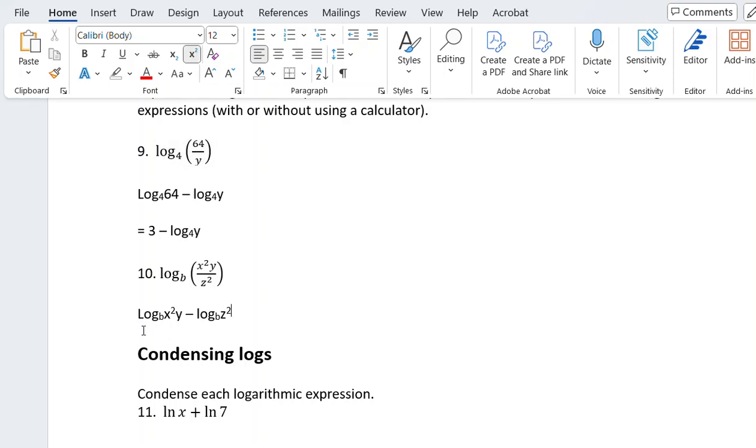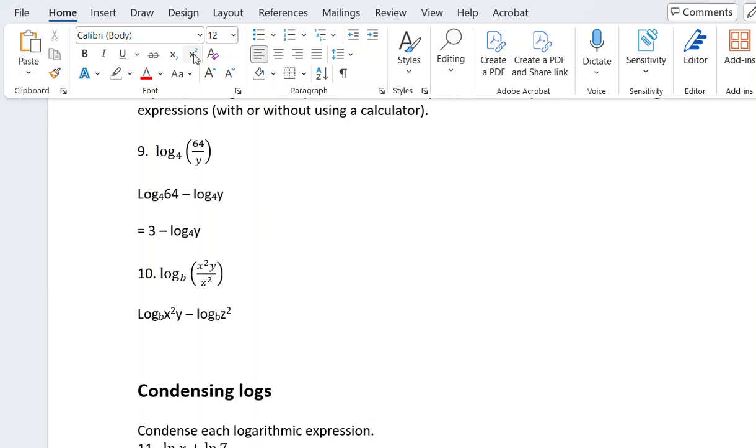Now I can break up this log further because I have two things that are multiplied together, x squared times y. So that's log base b of x squared, and since x squared is multiplied by y, they break up into separate logs with addition. So log base b of x squared plus log base b of y. The second part, I'm going to again copy and paste it here.